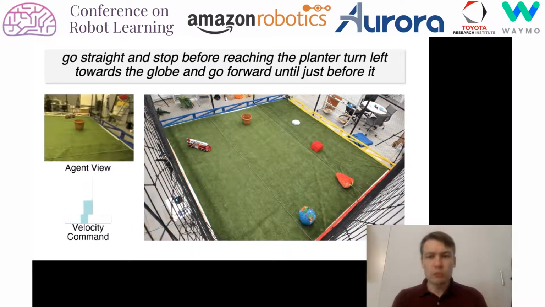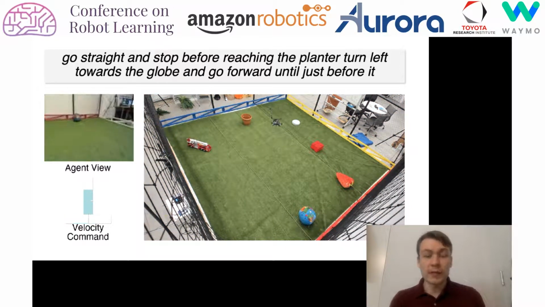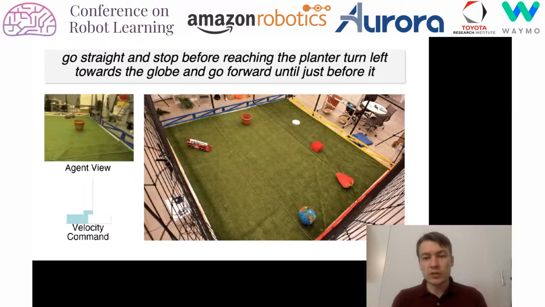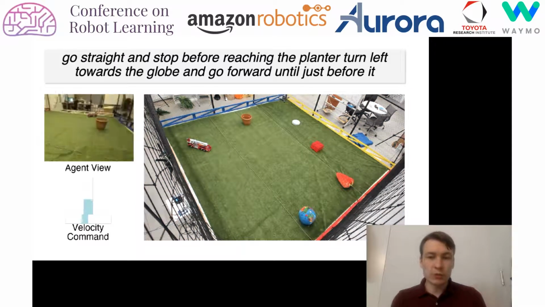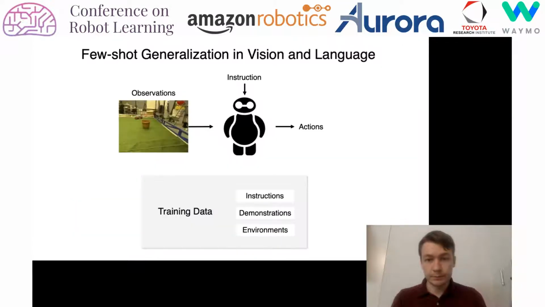We study generalization in the task of following natural language navigation instructions in embodied interactive environments. In this example of the task, our agent is executing the instruction: go straight and stop before reaching the planter, turn left towards the globe, and go forward until just before it.